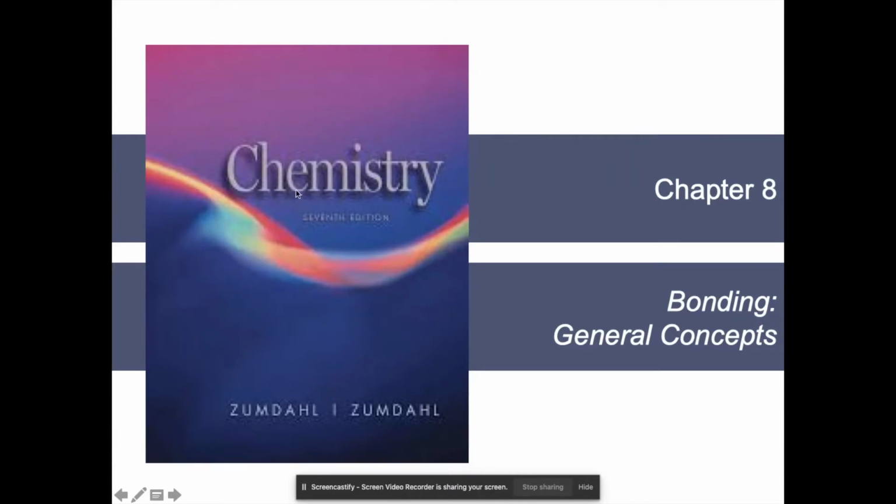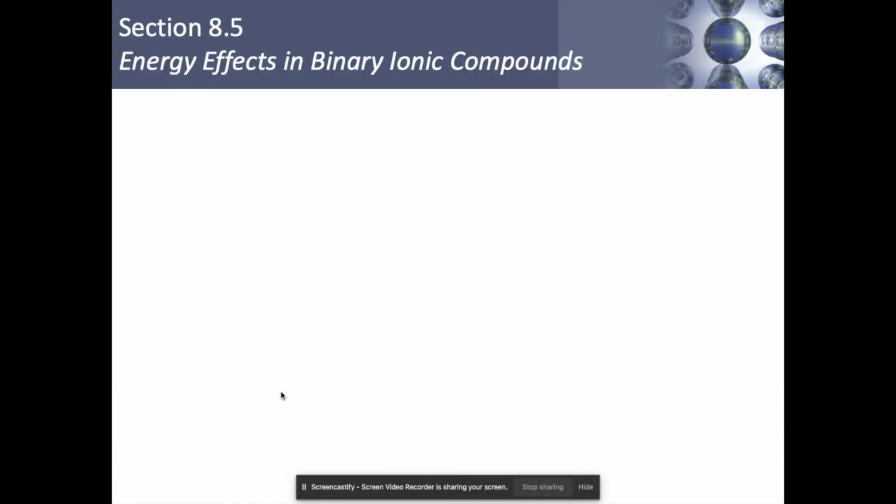Today we're going to be talking about the second portion of Chapter 8 in Zumdahl, the 7th edition. That's the chemistry textbook, by the way. And it is all about bonding, and in general, what we've already covered is kind of introductory material about ionic bonds, covalent bonds, and polar covalent bonds.